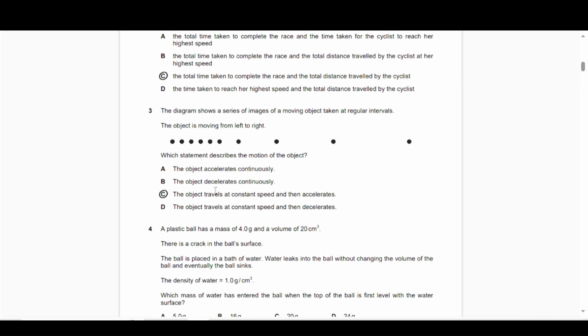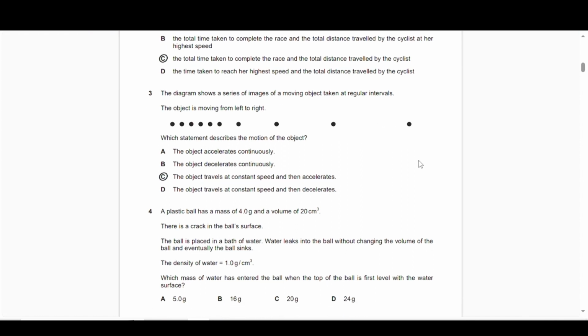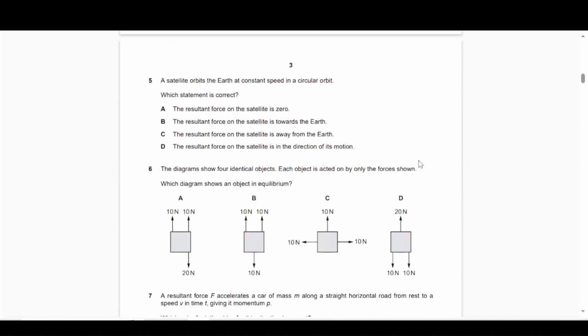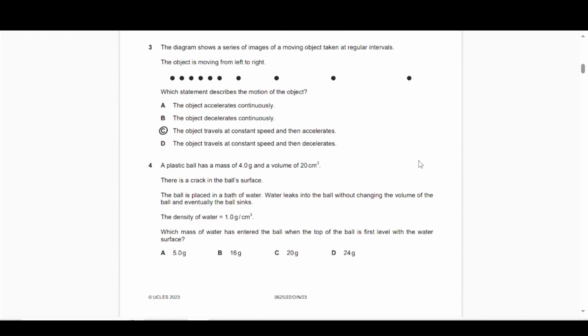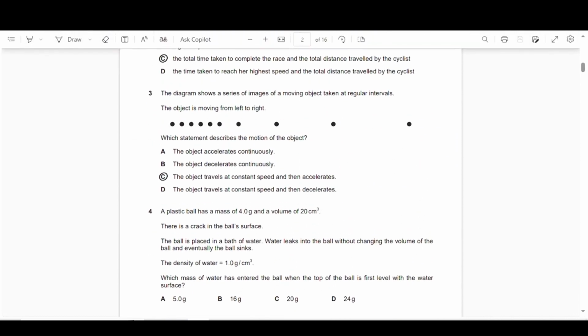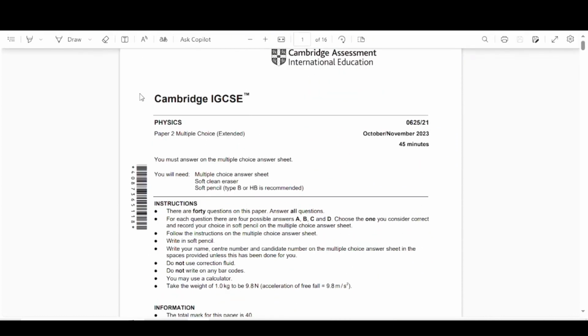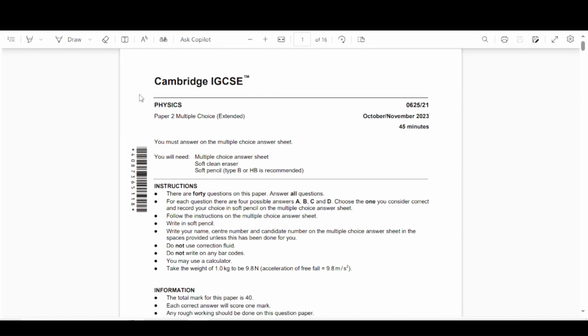But then let's read this option. The object travels at constant speed and then accelerates, which is correct, because it travels at constant speed and then after that it does accelerate. So that is the correct answer. I'm just going to quickly check again if there are, nope. So these go into some of the topics we'll be exploring later. So moving on, yeah, these are fun. These are going fairly quickly.